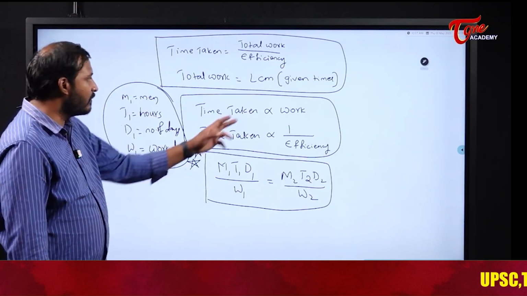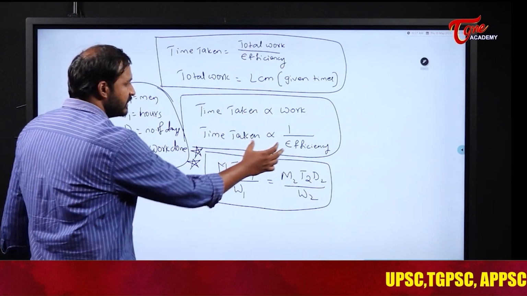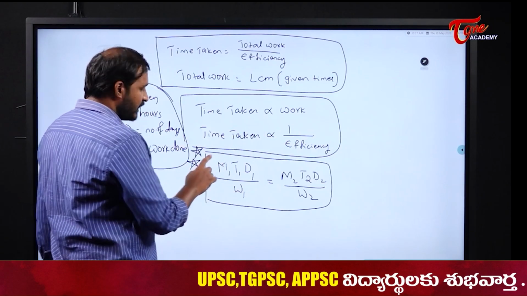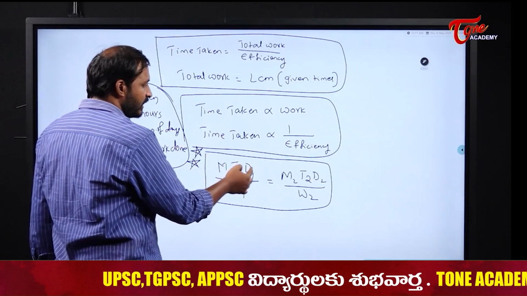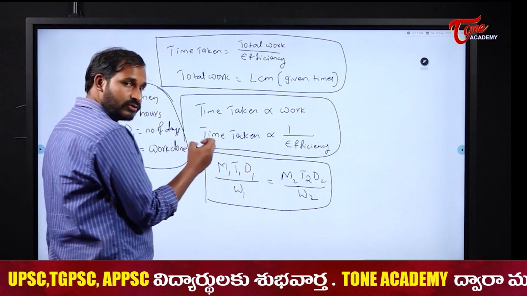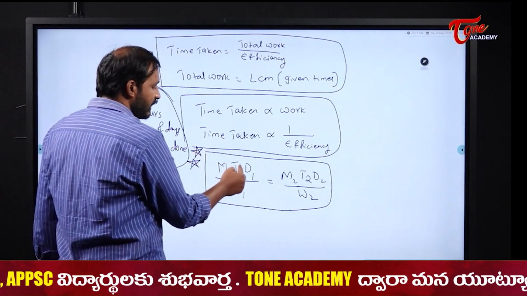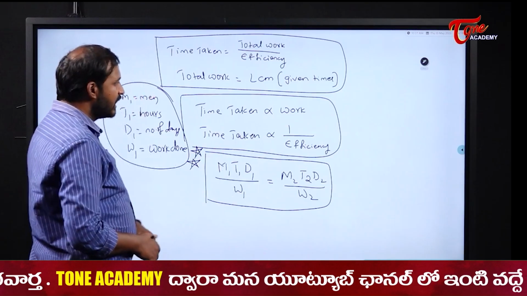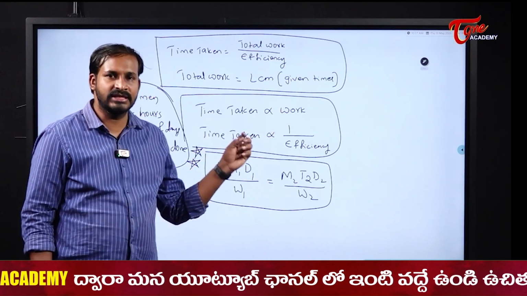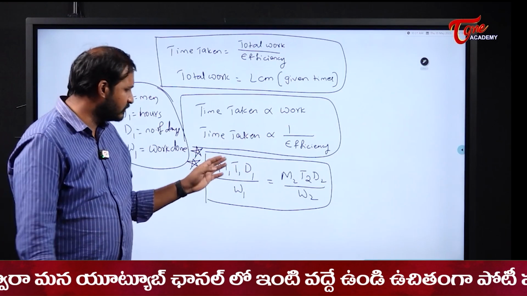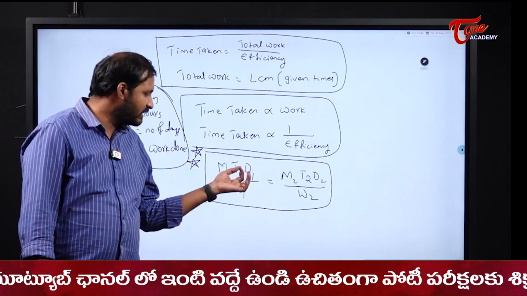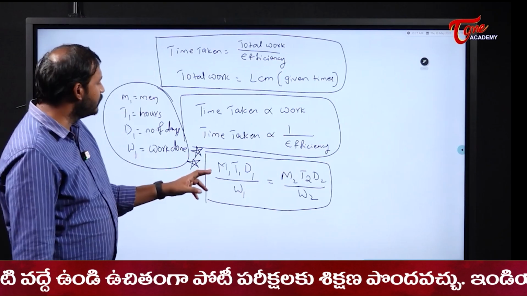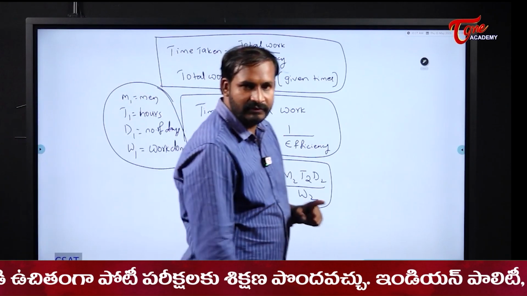This formula was derived from this. Now, what will happen is, when you send efficiency to this side, it will get multiplied. So time taken and days, time taken means together it will come, time and hours and days. Next, efficiency will come here and the work will go to the denominator. There is a huge story behind that. It doesn't require all those things. Simply remember M1 T1 D1 by W1 is equal to M2 T2 D2 by W2. Anyway, later while solving the problems we will solve it.